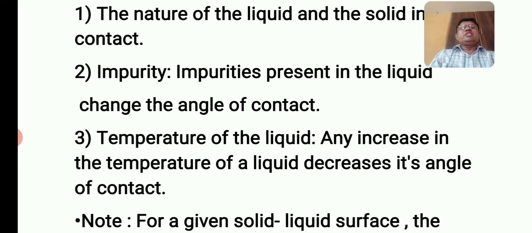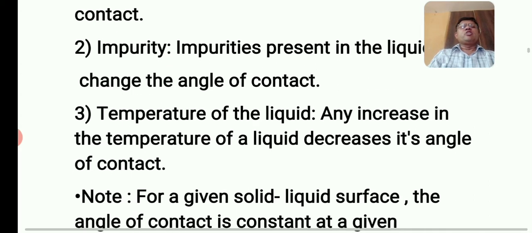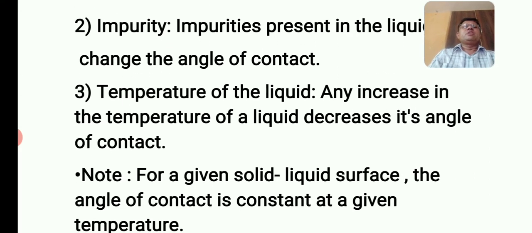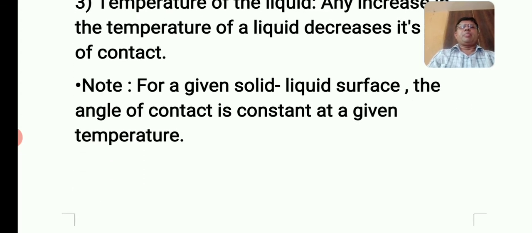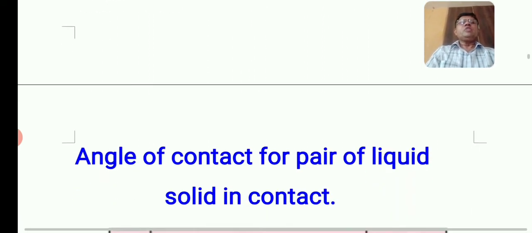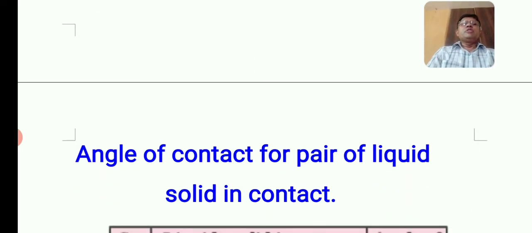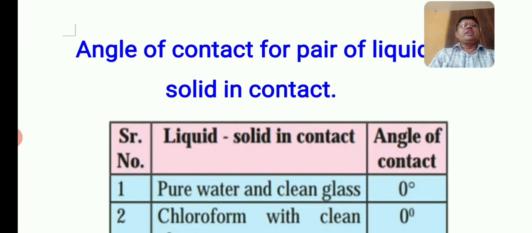Any increase in the temperature of a liquid decreases its angle of contact. Here also we know that for a given solid-liquid surface, the angle of contact is constant at a given temperature. Now see from the following table the angle of contact for pairs of liquid and solid in contact.